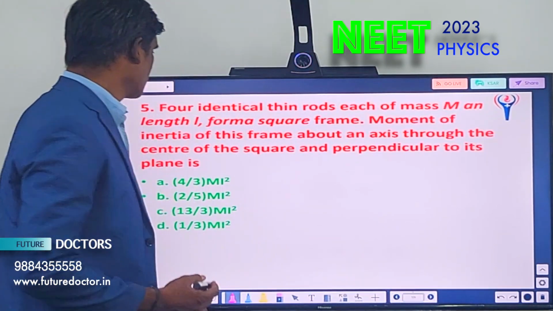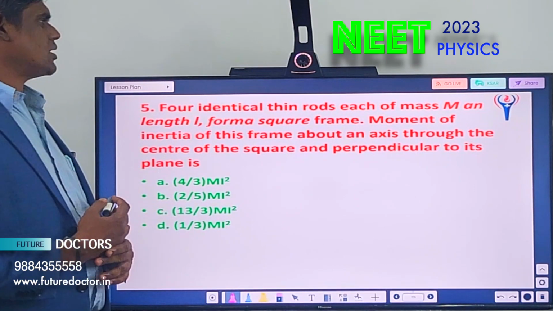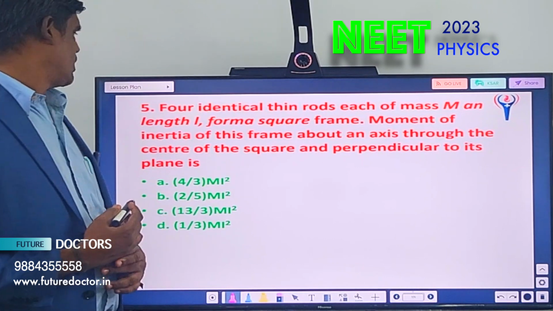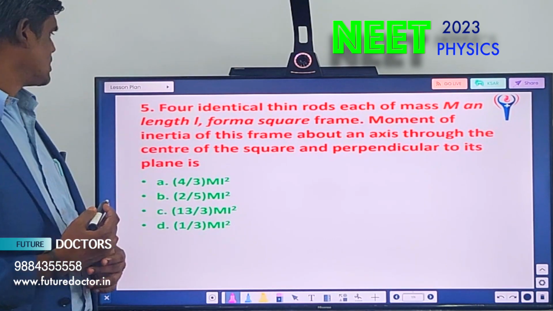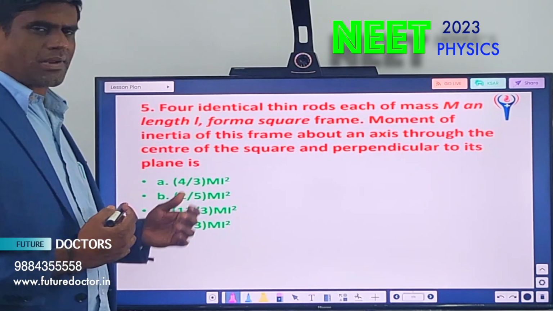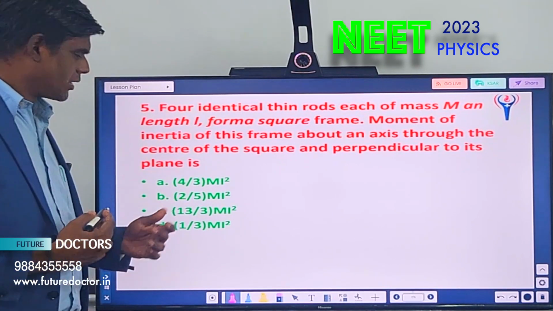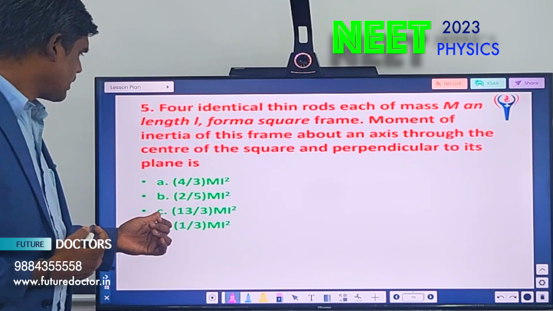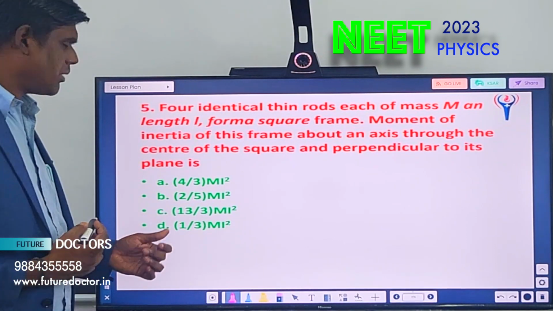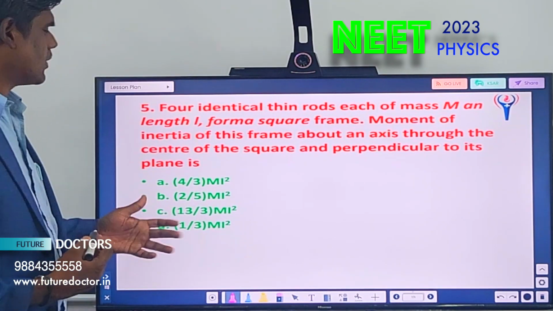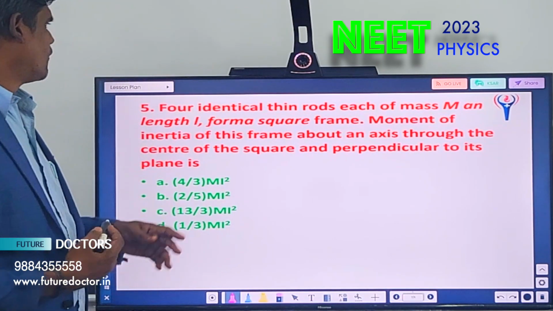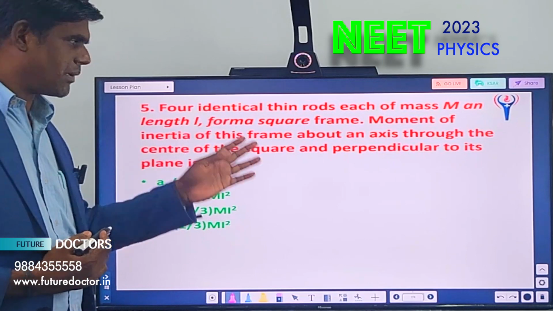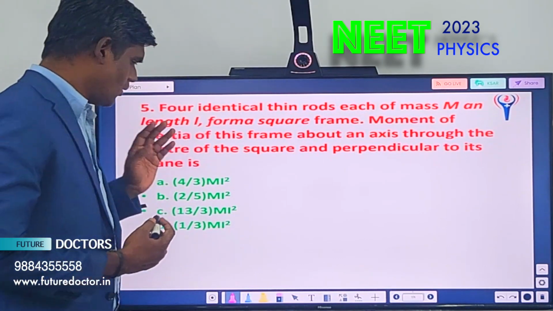Let's move to question number 5. 4 identical thin rods, each of mass capital M and length small l, form a square frame. Moment of inertia of this frame about an axis through the center of the square and perpendicular to its plane is dash. A option 4 by 3 Ml square. B option 2 by 5 Ml square. C option 13 by 3 Ml square. D option 1 by 3 Ml square. By knowing the formula for moment of inertia of a thin rod, along the perpendicular to its plane from the center, you can solve this question.